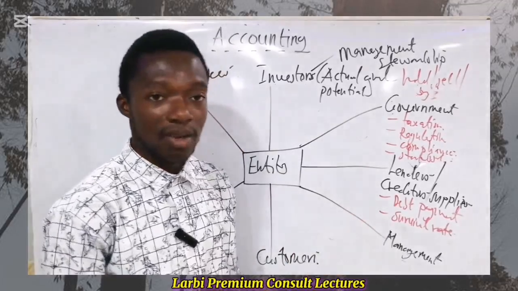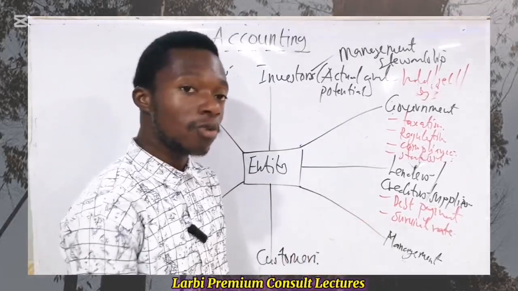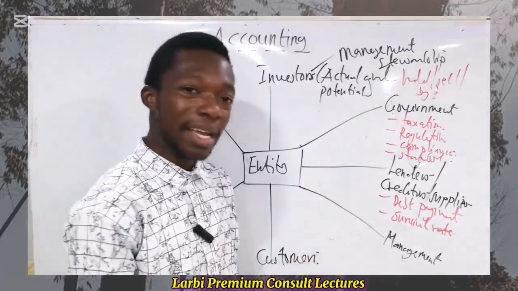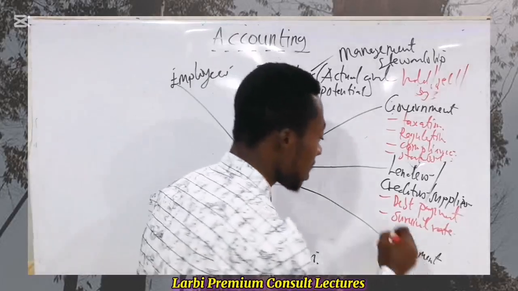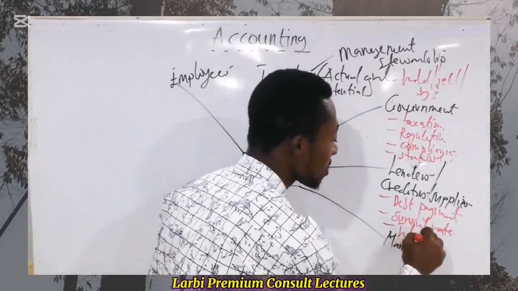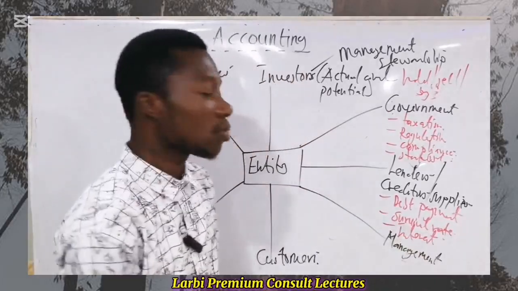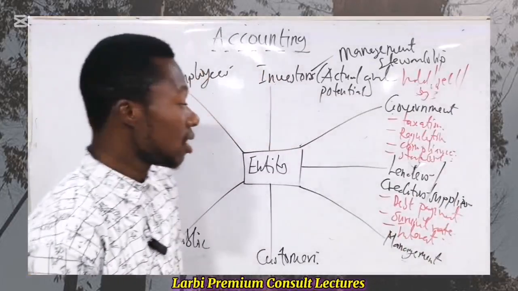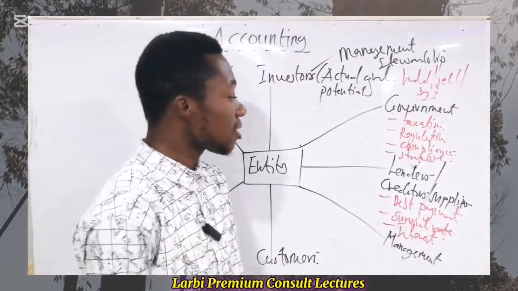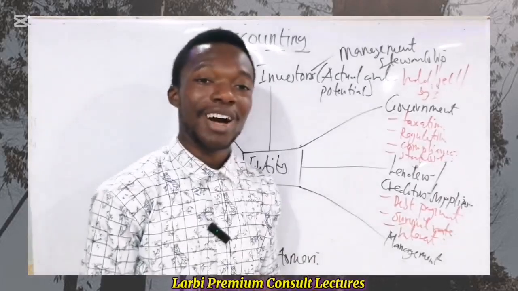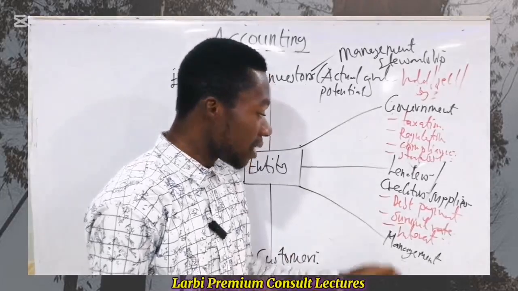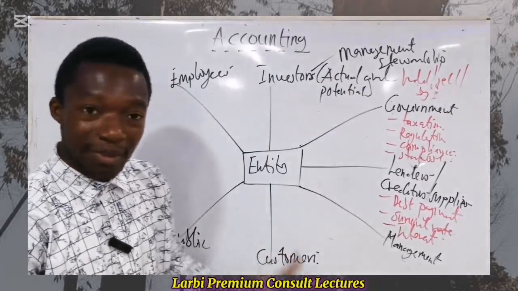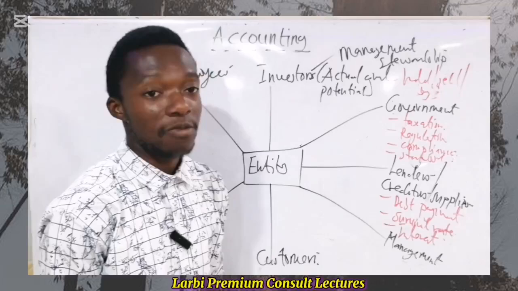For example, banks. When the business goes for a loan from banks, the bank needs to be aware whether they can pay their debt as and when it's due, and even any other interest that comes out of it. So interest payment as well is also key. And these are the things that lenders, creditors, or suppliers will also look out for when it comes to the accounting information.